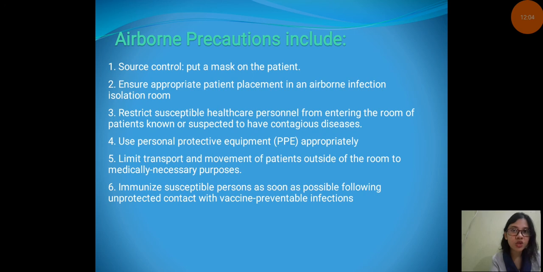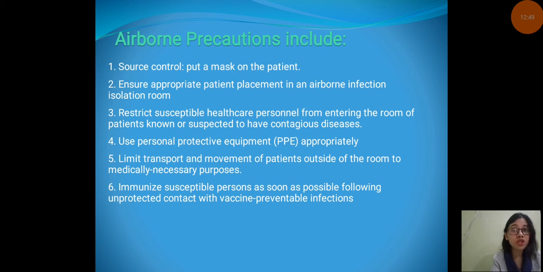Second, ensure appropriate patient placement in an airborne infection isolation room, like what is happening nowadays because of the COVID-19 virus. There must be isolation rooms to prevent the virus from spreading. Third, restrict susceptible healthcare personnel from entering the room of patients known or suspected to have contagious diseases.